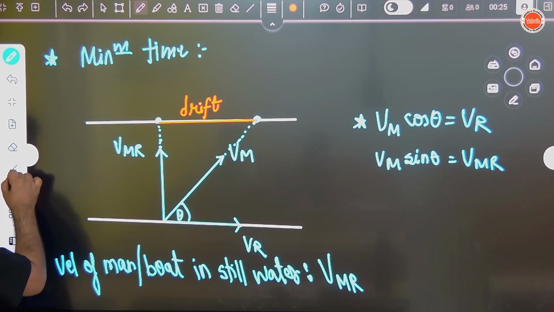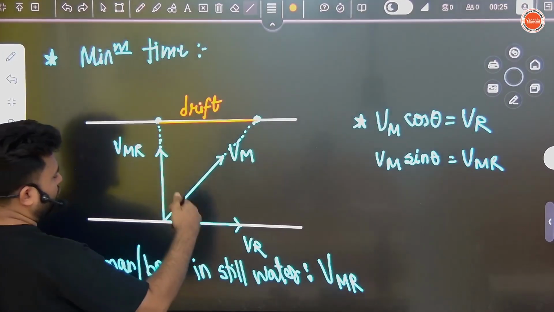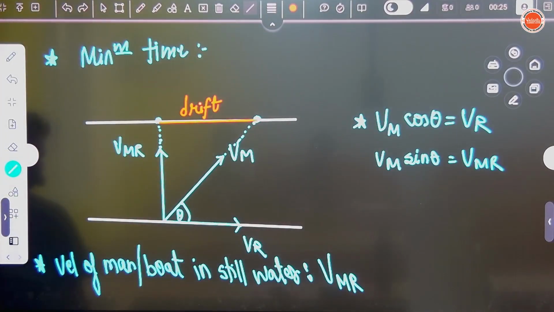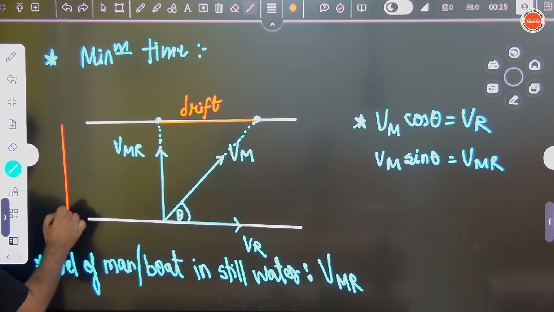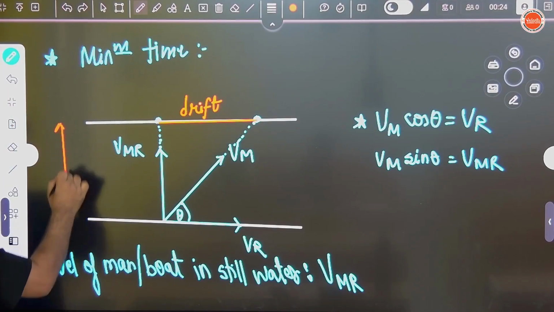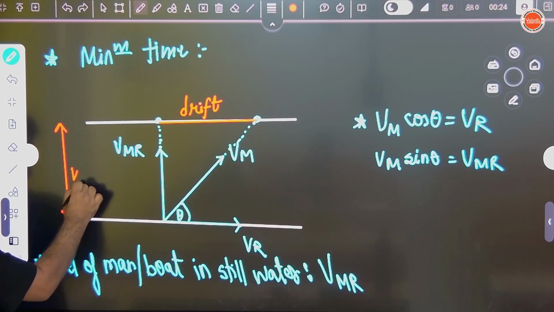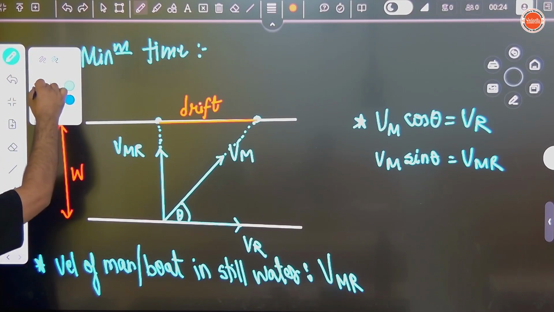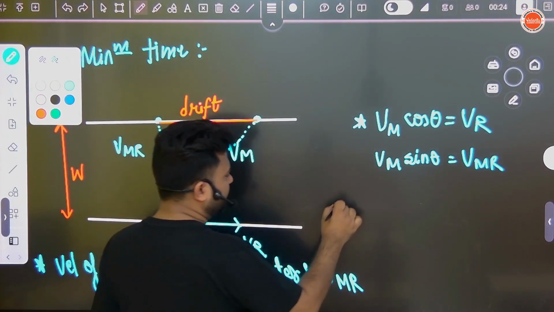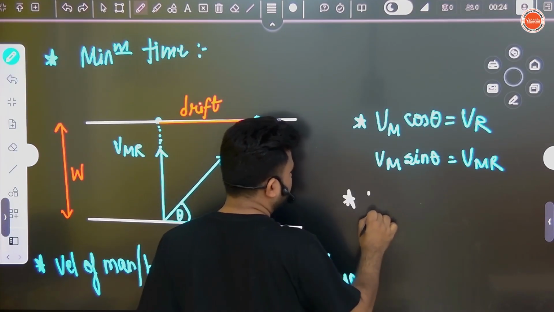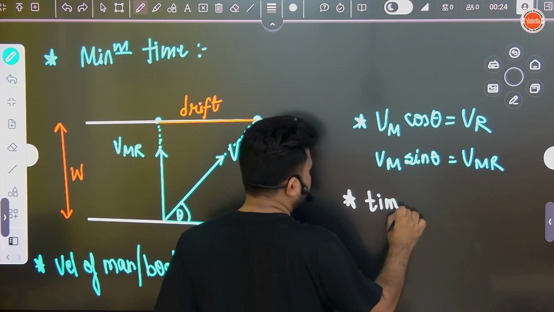And they will ask another question: how much time does it take to cross the river? They will give the width of the river. Suppose the width of the river is W. So they will ask two questions. First, the time to cross the river.